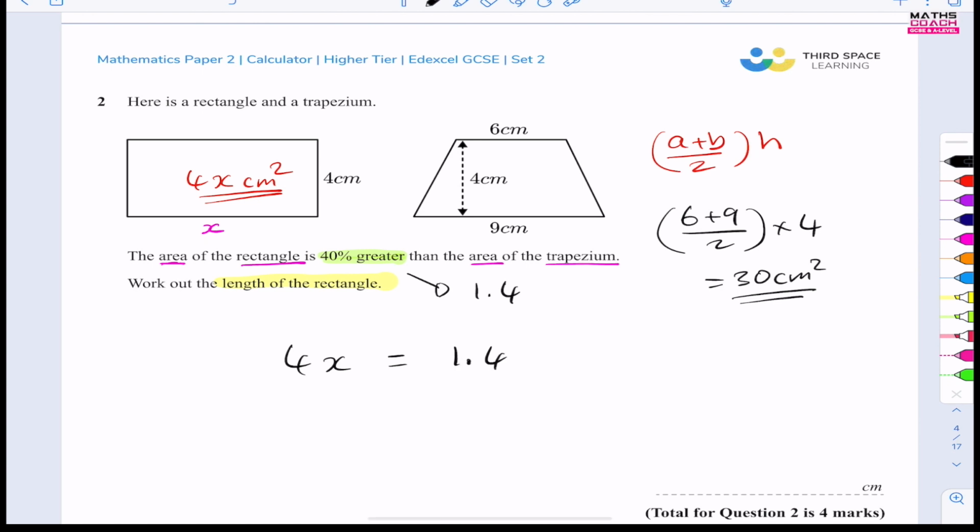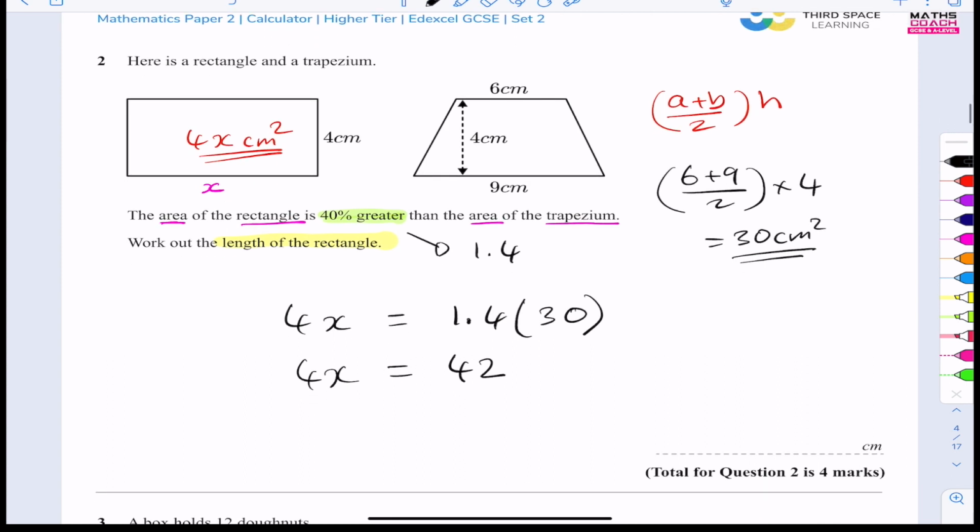So 1.4 of 30. Of means to multiply, so we can have 1.4 times 30. And that gives us 4x on the left-hand side. And 1.4 times 30 is 42.